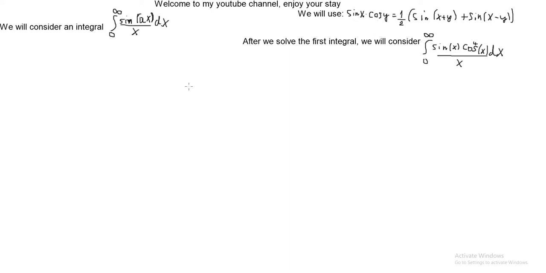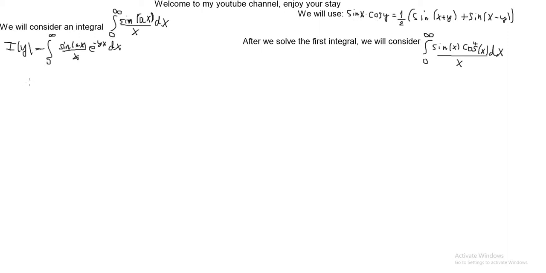In this video we will consider an integral from 0 to infinity of sine of ax divided by x dx. So we will consider an integral I of y equals the integral from 0 to infinity of sine of ax divided by x, e to the negative yx dx.